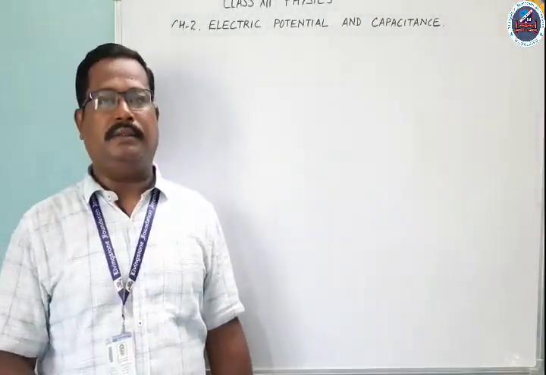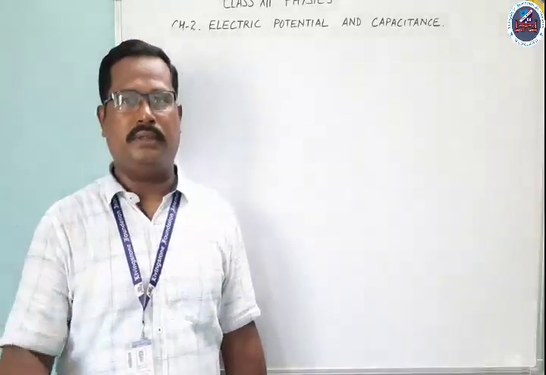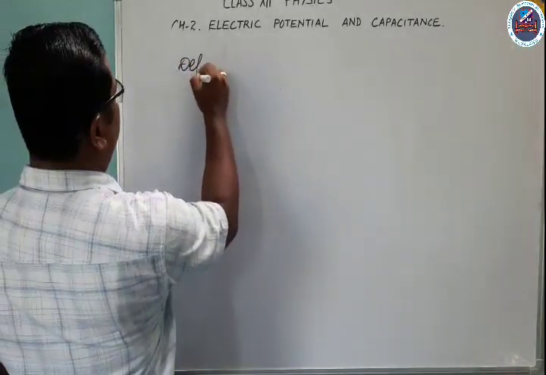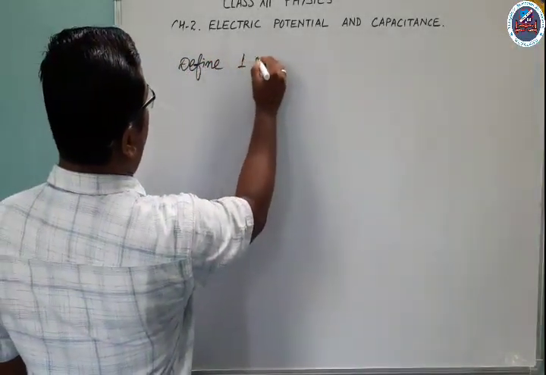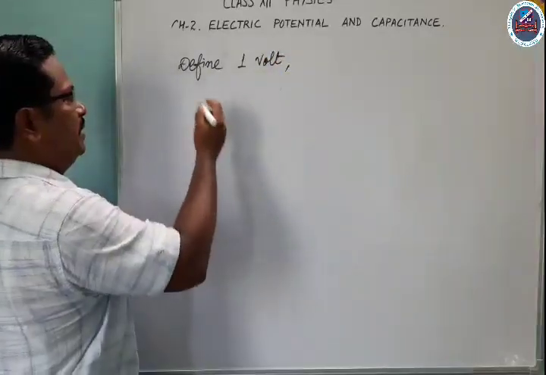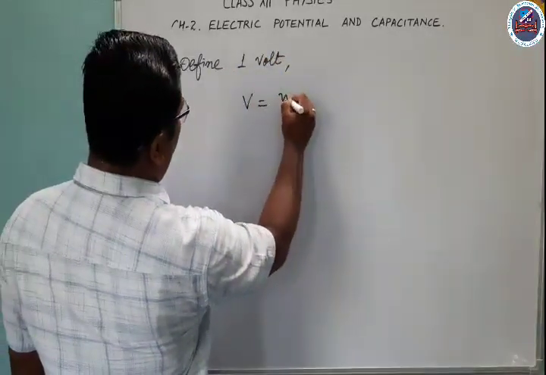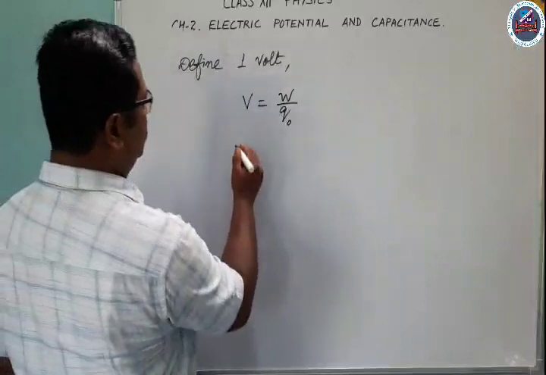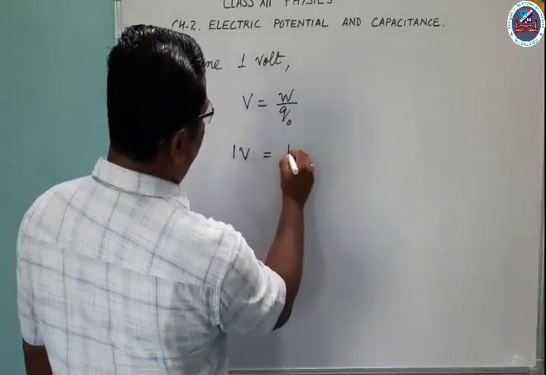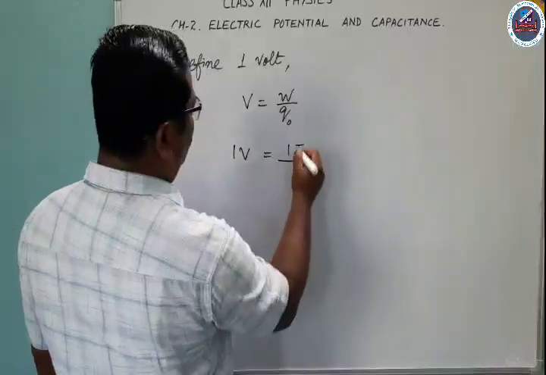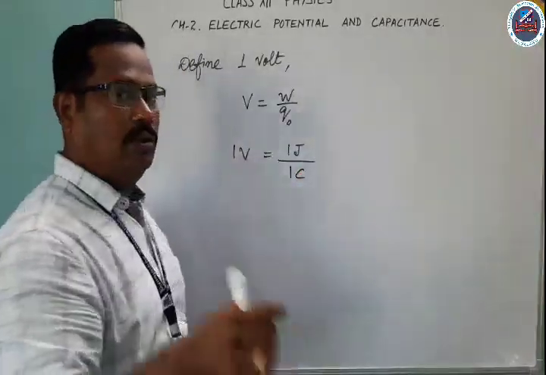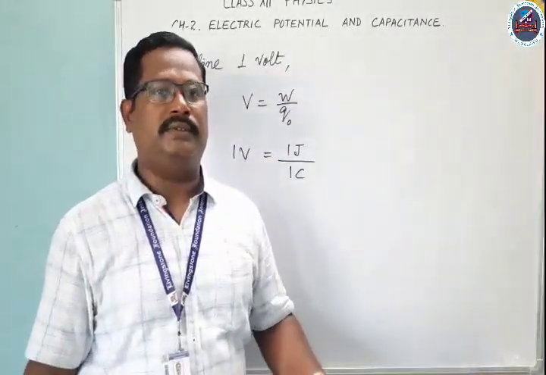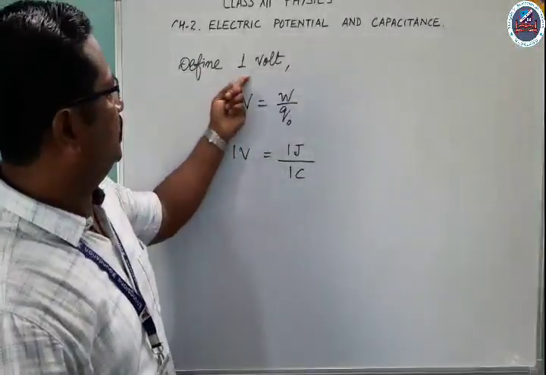Now let us define the SI unit of electric potential, that is 1 volt. How do you define it? You can define it using your formula. Potential is equal to work done per unit positive charge brought. You can define it like this. Potential difference will be called 1 volt when 1 joule of work is done in bringing 1 coulomb of charge from one point to another point within an electrostatic field. That gives us the definition of 1 volt.